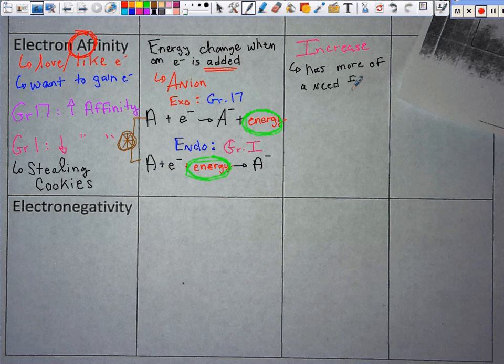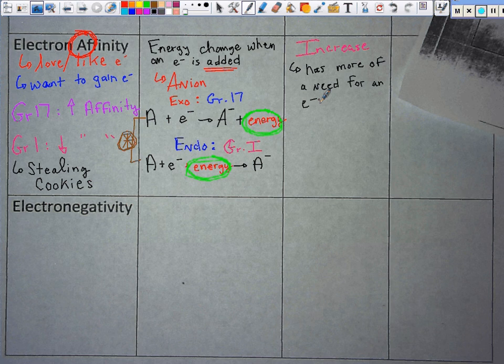Okay. So really what we're saying here is more energy is released. More energy is released, and then you can even go one more step and make it even more of a common thread statement, and that is to say that it's happy to get the electron.